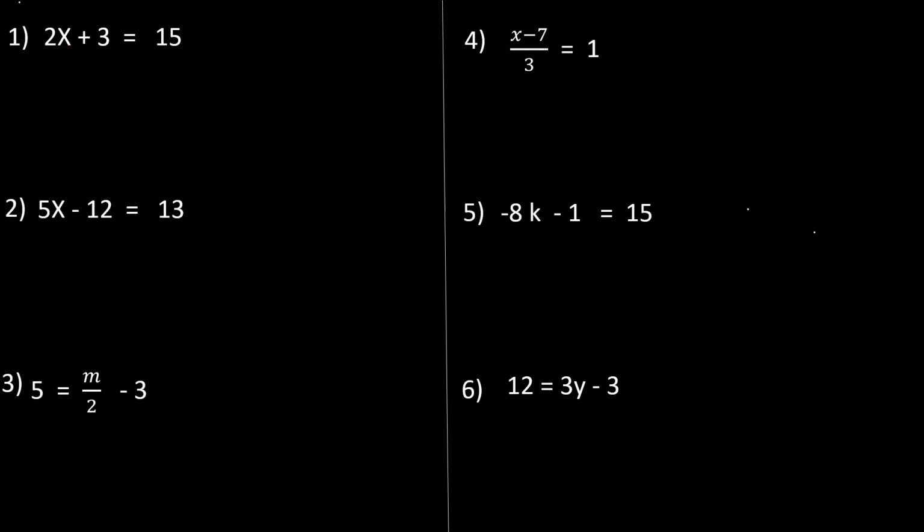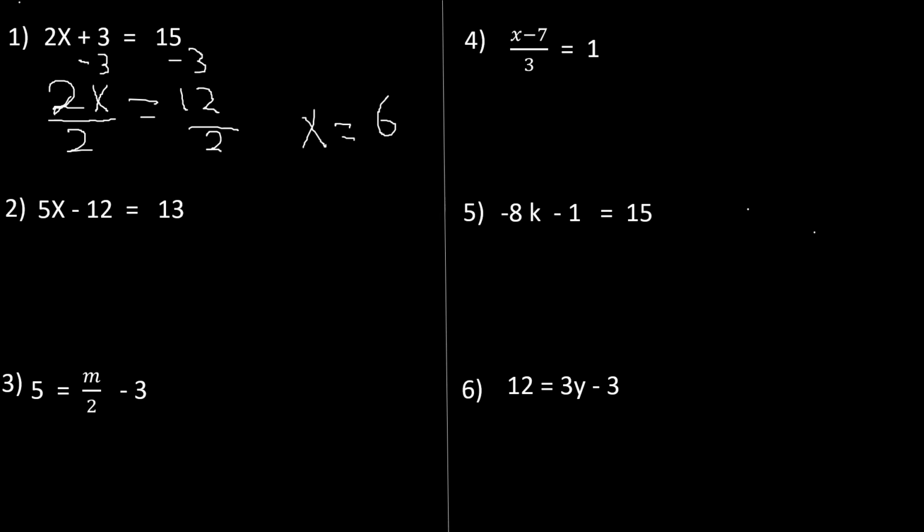Then to start solving, we have to remove 3 by adding negative 3 to both sides. Then this will be 2x equals 12. Now we need to move 2 by dividing, because it's 2 multiplied by x, so we will make it over 2 over 2, which is divided by 2, so x will be equal to 6.